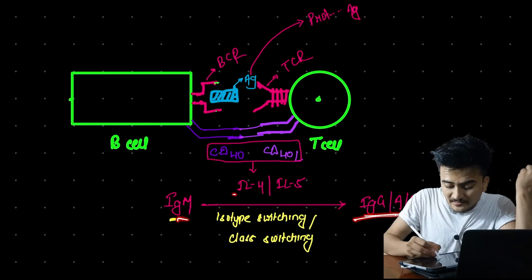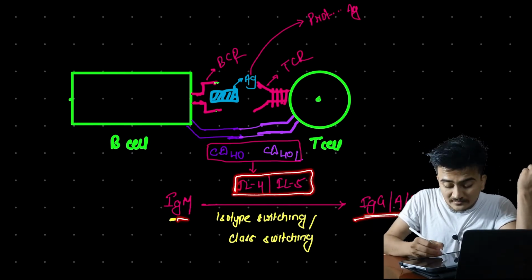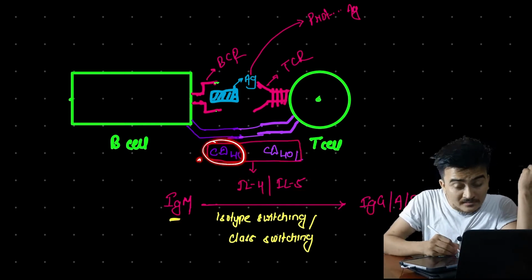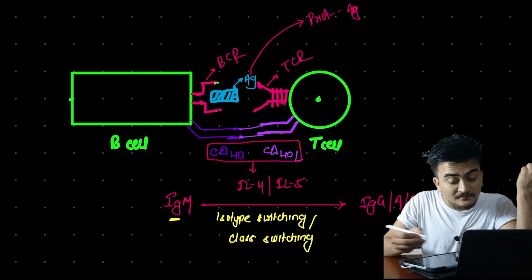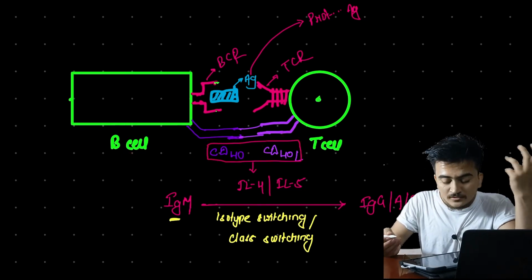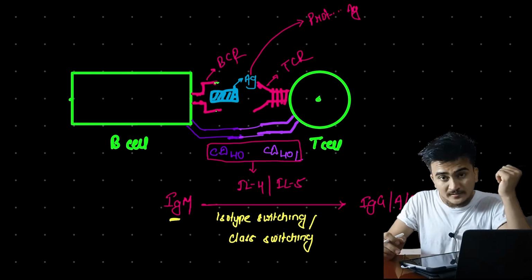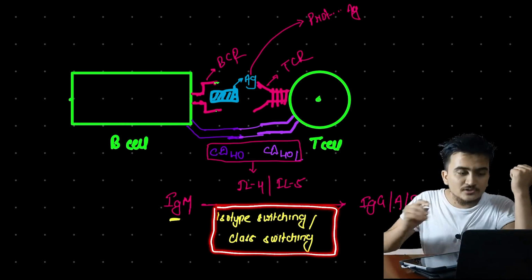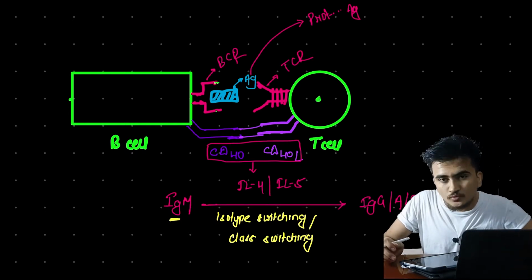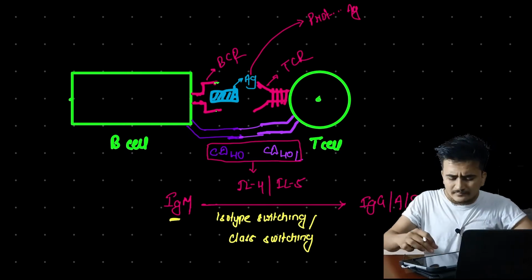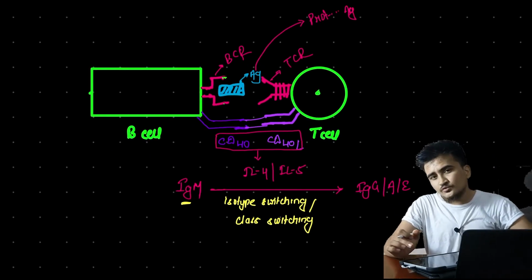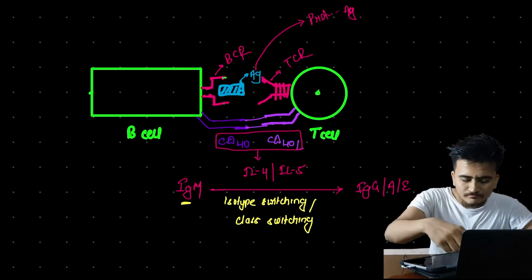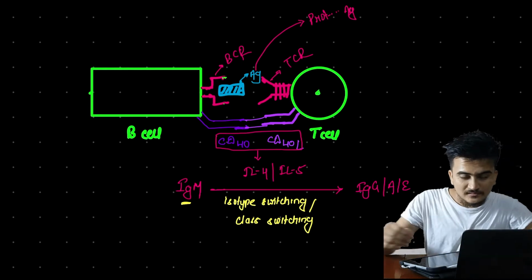Now these interleukin 4 and 5, where did they come from? They came from this CD40 and CD40 ligand interaction. And what is this CD40? It is the part of B cell. And what is this CD40 ligand? It is the part of T cell. That's all. So right now we have learned about isotype class switching, and that is what we need to know about T cells. That's all. After this topic we will proceed toward another topic, and that is NK cells. So see you at the next lecture.